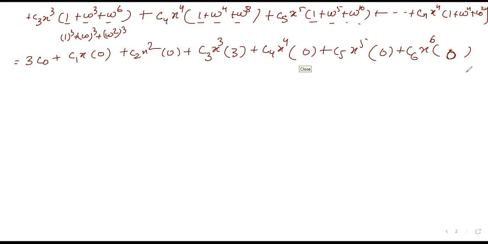The 6, that will be 1 raised to the power 6, omega raised to the power 6, omega square raised to the power 6. What is 6? Is this not a multiple of 3? Reply. Is this not a multiple of 3? 6 is a multiple of 3.